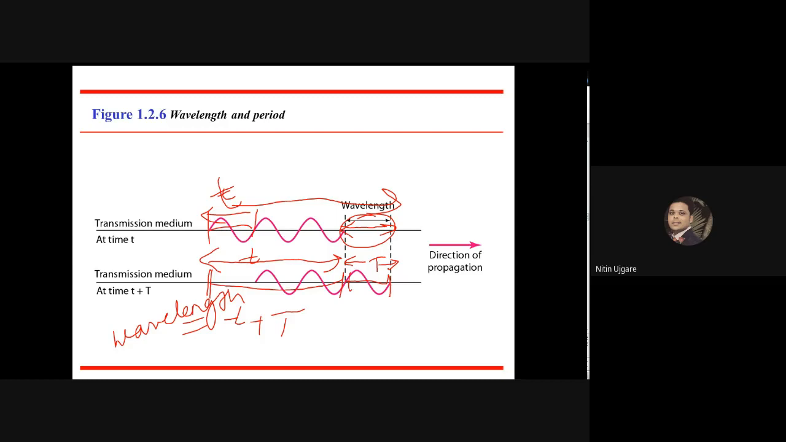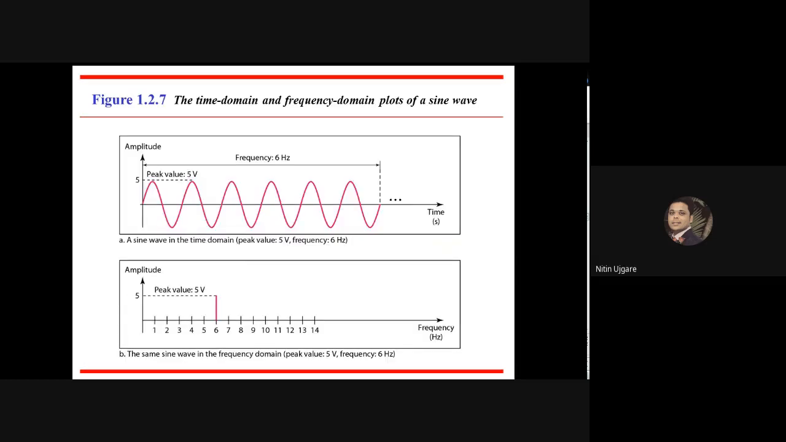So wavelength is basically a measure of the distance that the signal travels, and it is calculated using the period. The measure is the period or the cycle, the distance of one cycle, multiplied by the total number of cycles. So let's go further, and now we can see how the signal can be represented using different domains. So far what we have seen is the representation of signal using the time domain, but the signal can also be represented using the frequency domain.